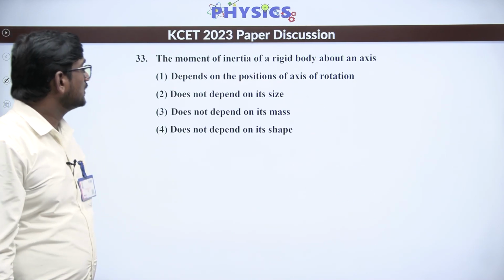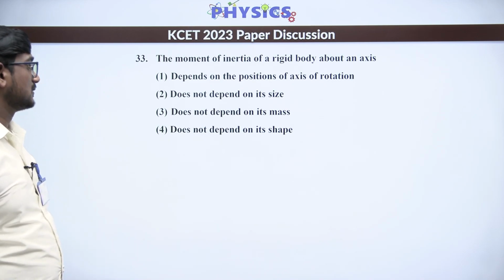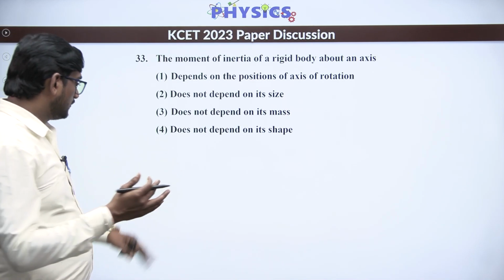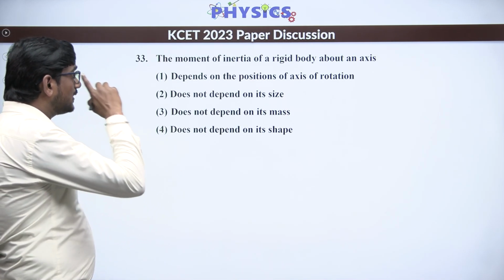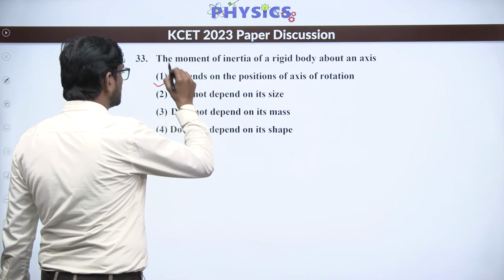The question is, the moment of inertia of a rigid body about an axis is depending upon which factors? See, moment of inertia, if you see, is what? It depends upon the position of axis of rotation. So here the correct answer is 1.